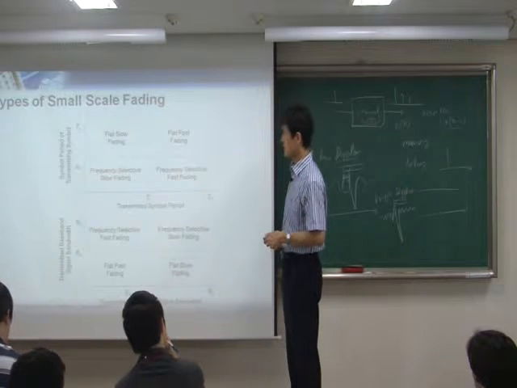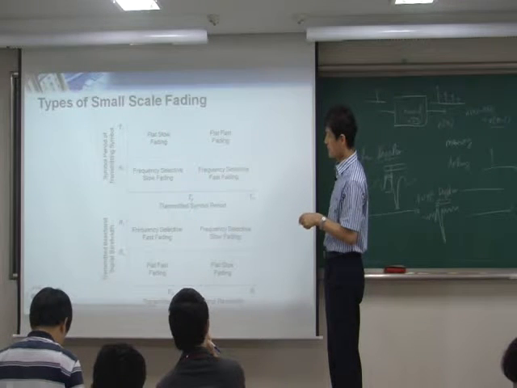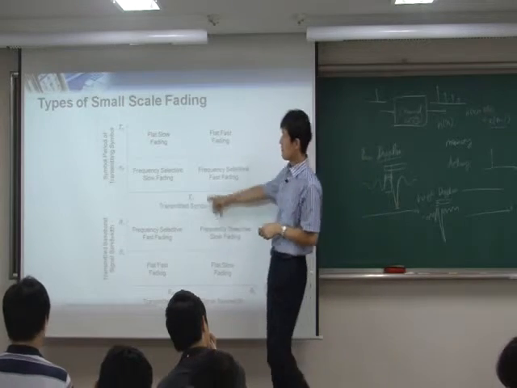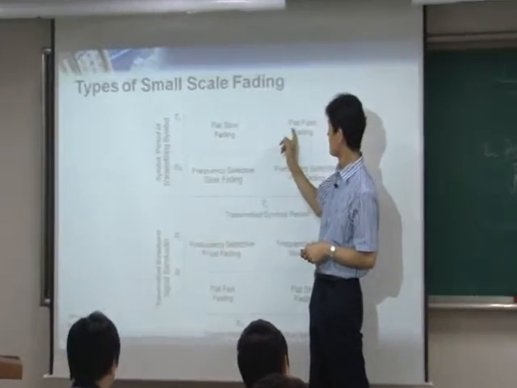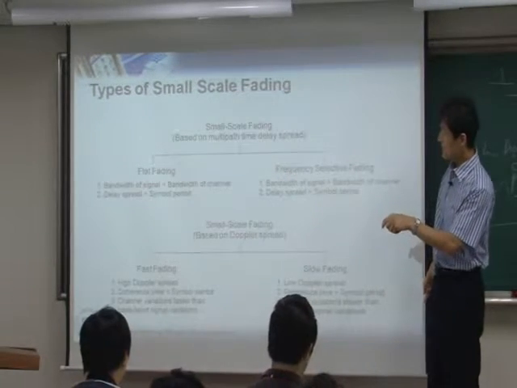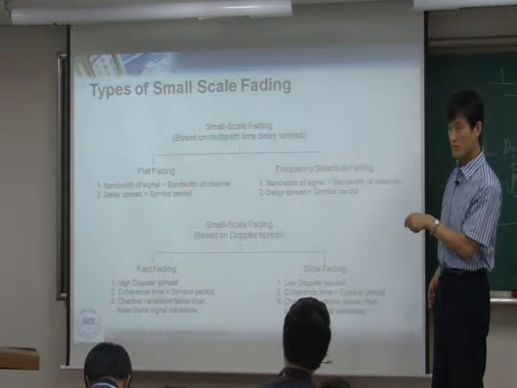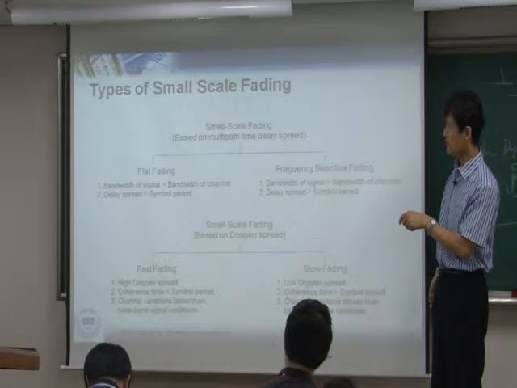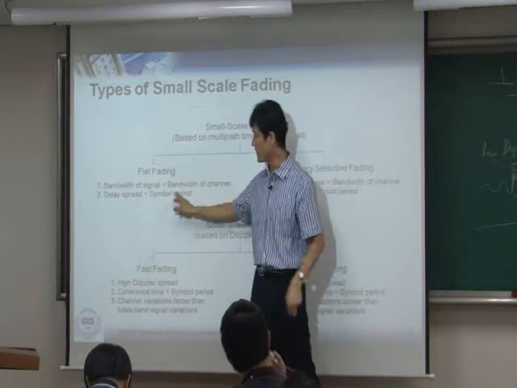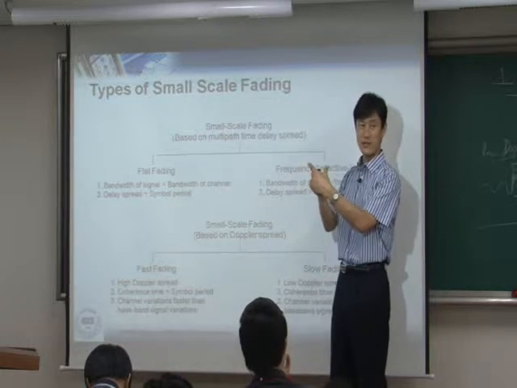This is another picture that summarizes where frequency selective fading and slow fading fit in. Here you see flat slow fading, flat fast fading, frequency selective slow, and frequency selective fast. As you see here, fast fading and frequency selective fading depend on the delay spread. Let's say you have fixed the symbol period. Now let's think about two different conditions.